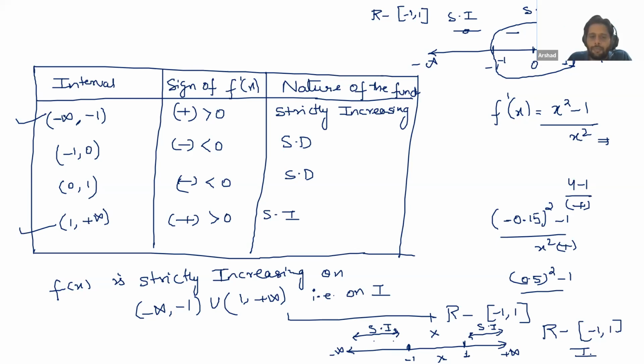Sir, numerator will always be positive. No, sorry, not numerator, denominator. Why? Because there is a square. So whatever value you put in the denominator, you will always get a positive answer. Ah, yes. Okay.